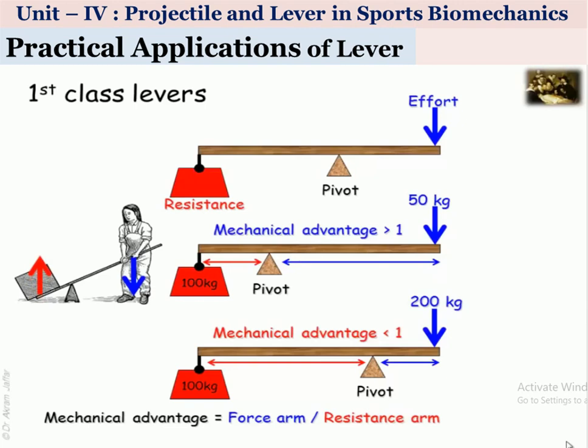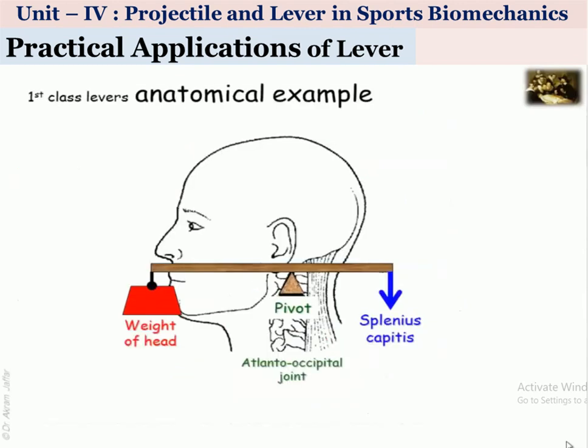An anatomical example of this kind of lever, a first class lever, is the action of the splenius muscle. The splenius muscle acts to extend the head across the atlanto-occipital joint. In fact, it's not only the splenius muscle, but the muscles at the back of the neck, while they act to balance the head across the atlanto-occipital joint, they act as on a first-class lever.